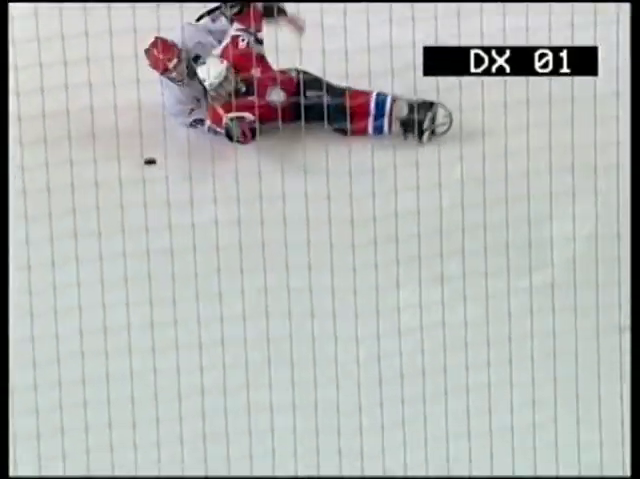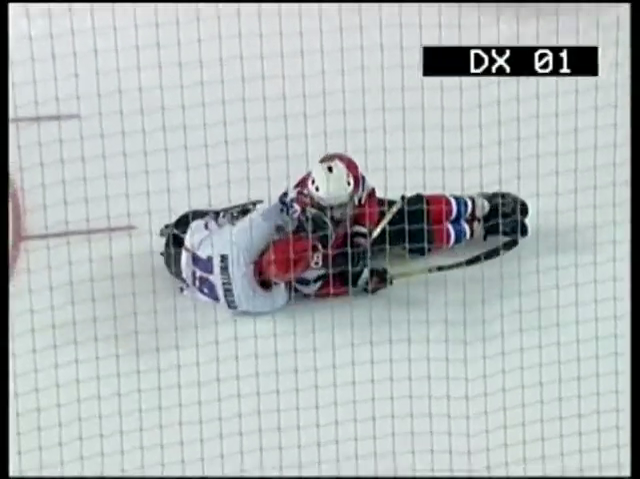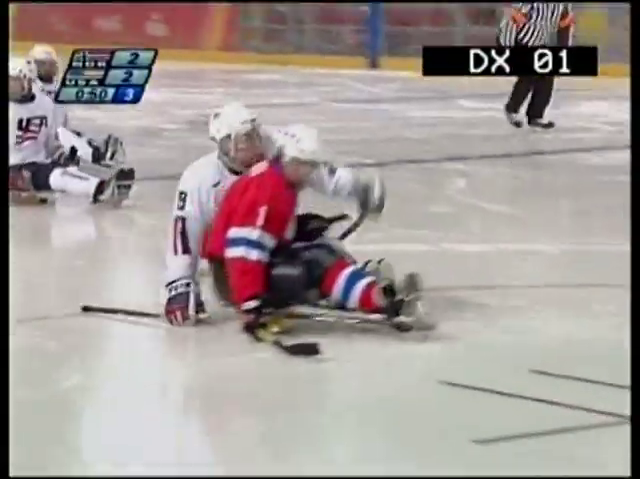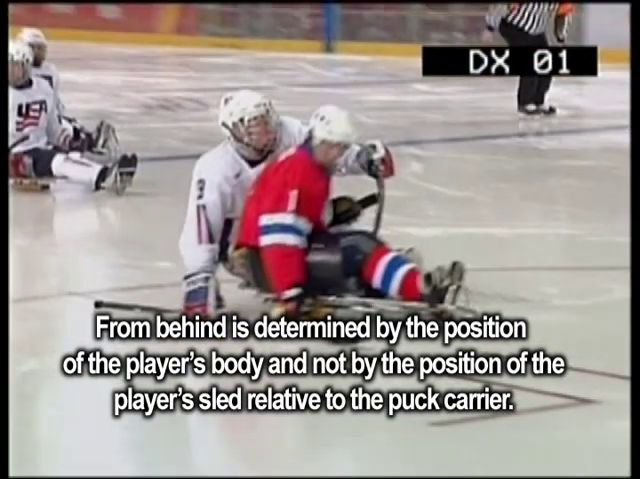Number 2. The attacking player shall be in possession and have control of the puck. Number 3. The infraction shall have been committed from behind. From behind is determined by the position of the player's body and not by the position of the player's sled relative to the puck carrier.